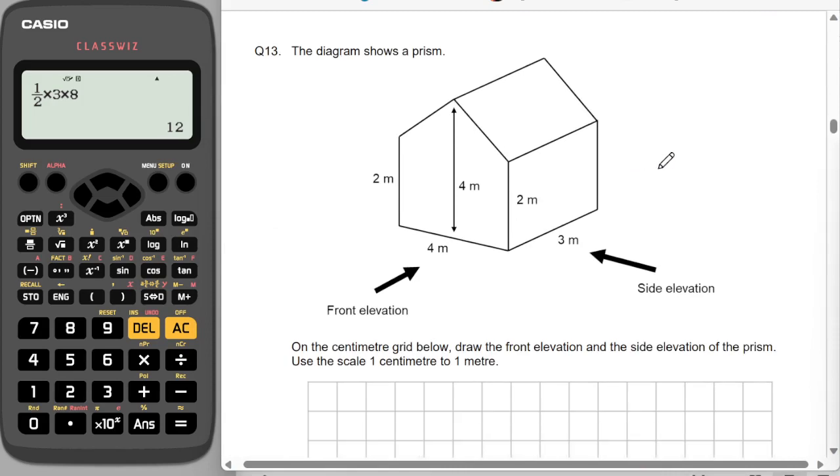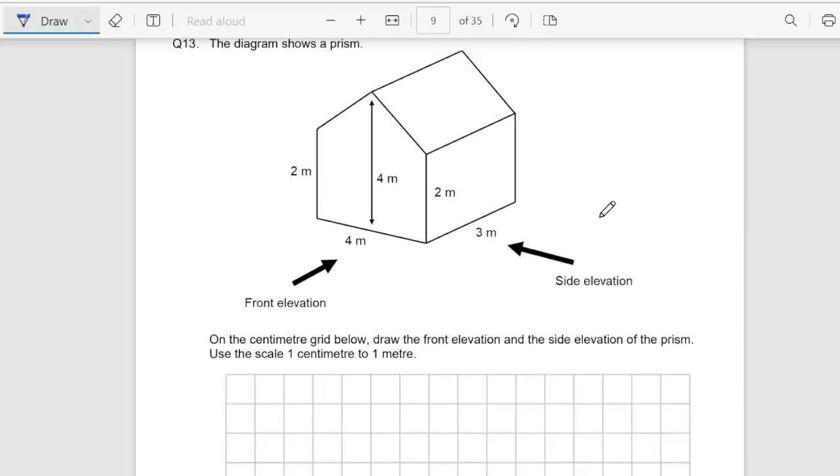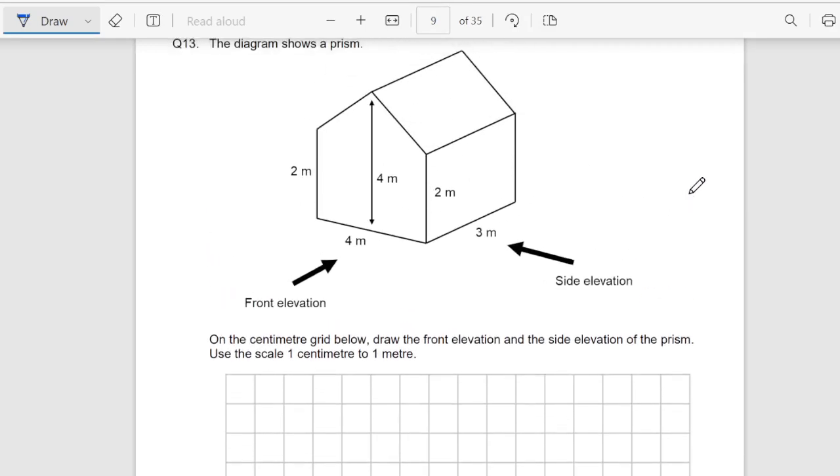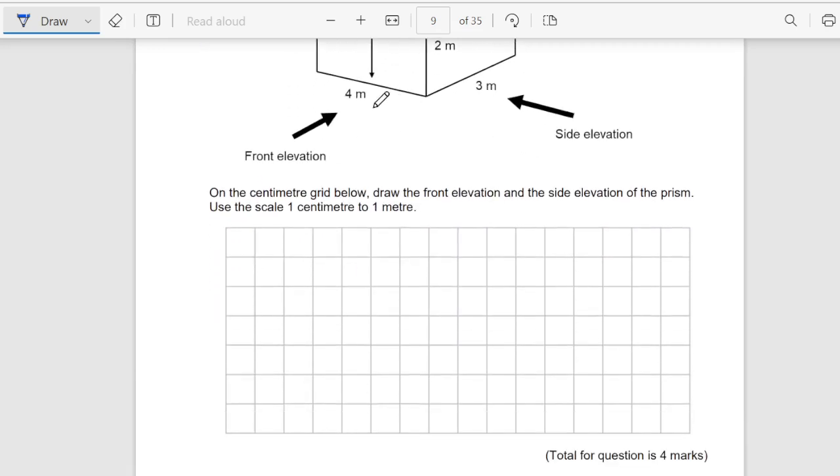Right, question 13. Diagram shows a prism. On the centimetre grid below, draw the front elevation and the side elevation of the prism. Okay, so we're using a scale of 1 centimetre to 1 metre, so we're going 2 by 4 by 2, and then centre point 4 above. So 2 by 2, 4 by 2, and then centre point 4 above. So that's going to be my front elevation.